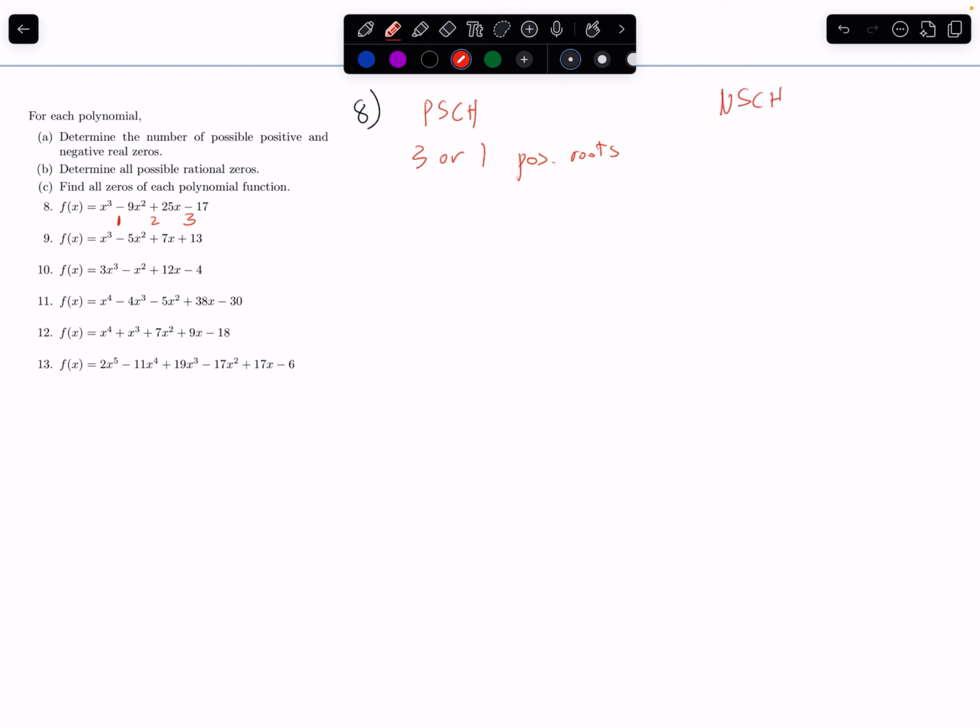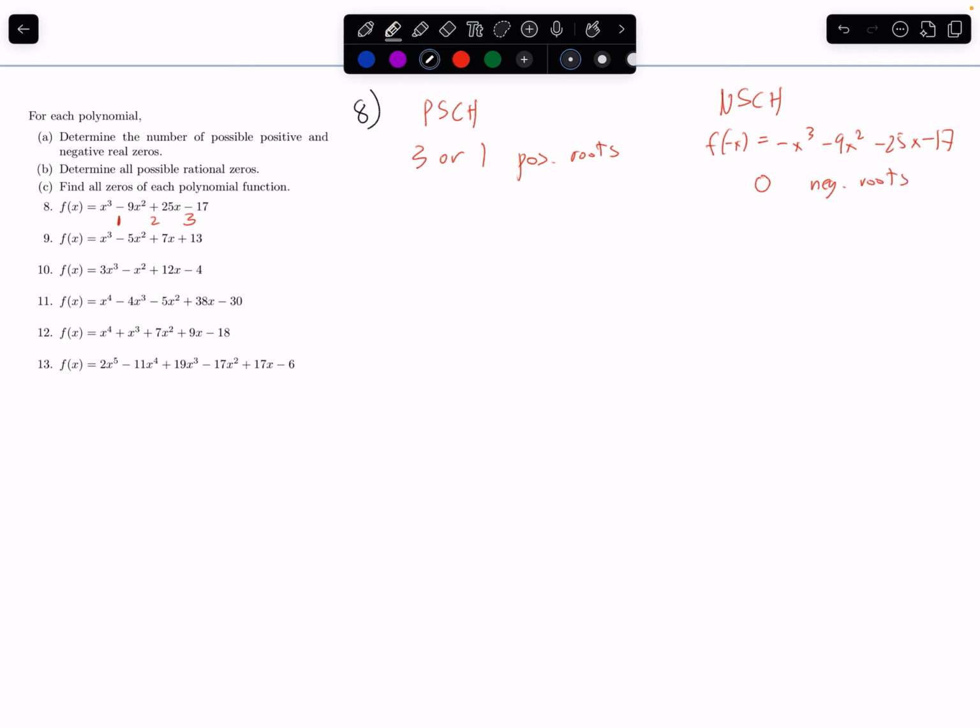Right? And what about this? I'm going to check f of negative x. I'm going to run out of space there. I'm always telling people not to write so close to the edge, and I should follow my own advice. That's negative x cubed minus 9x squared minus 25x minus 17. So actually 0 sign changes, right? Which means 0 negative roots. Okay, that's good to know.